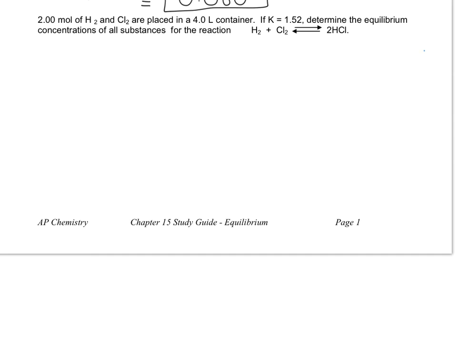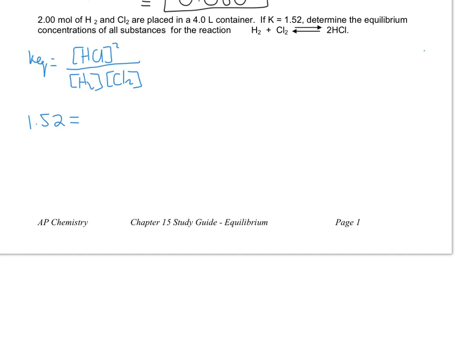First thing you want to do, write your KEQ expression. So KEQ is equal to the concentration of HCl squared divided by the concentration of H2 times the concentration of Cl2. Okay, well, they give us the KEQ. They tell us 1.52.